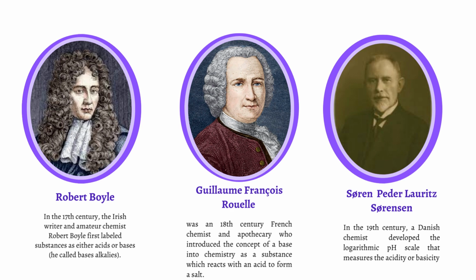In the 17th century, the Irish writer and amateur chemist Robert Boyle first labeled substances as either acids or bases. He called bases alkalis. Rouelle was an 18th century French chemist and apothecary who introduced the concept of a base into chemistry as a substance which reacts with an acid to form a salt.